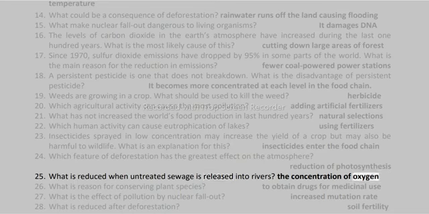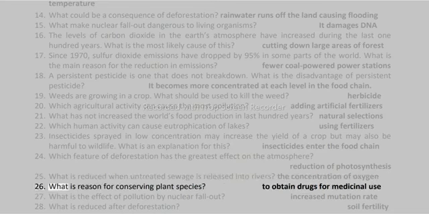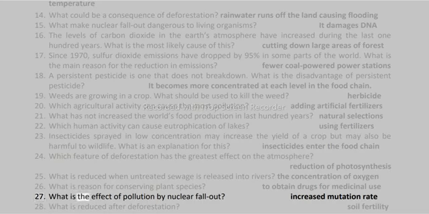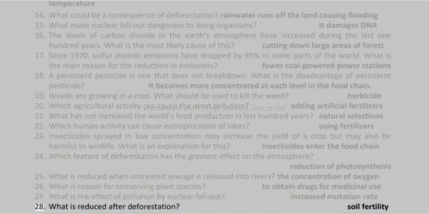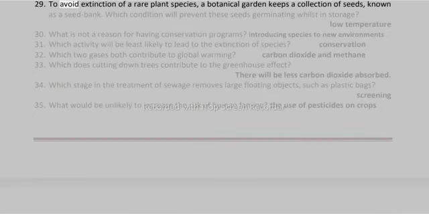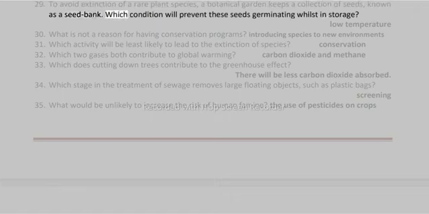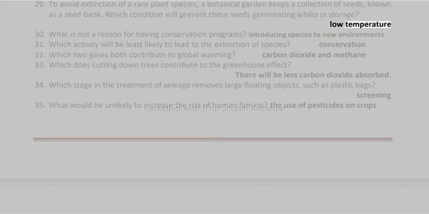25. What is reduced when untreated sewage is released into rivers? The concentration of oxygen. 26. What is a reason for conserving plant species? To obtain drugs for medicinal use. 27. What is the effect of pollution by nuclear fallout? Increased mutation rate. 28. What is reduced after deforestation? Soil fertility. 29. To avoid extinction of a rare plant species, a botanical garden keeps a collection of seeds, known as a seed bank. Which condition will prevent these seeds germinating whilst in storage? Low temperature.